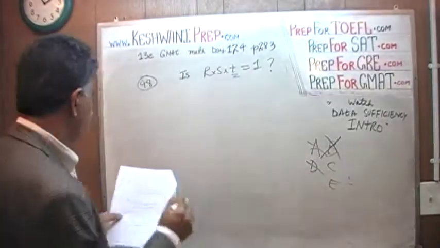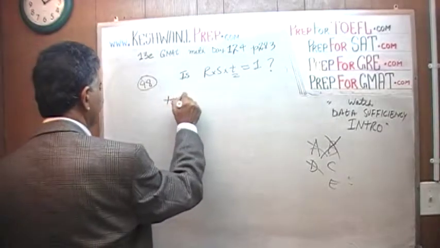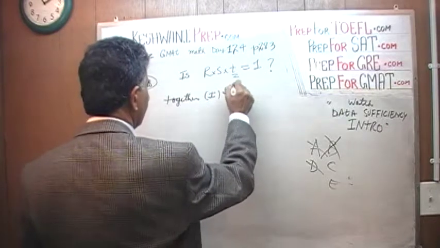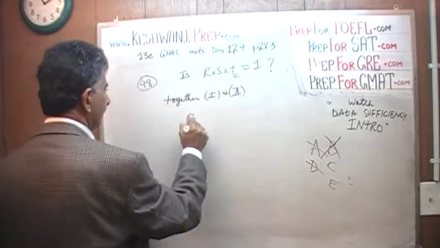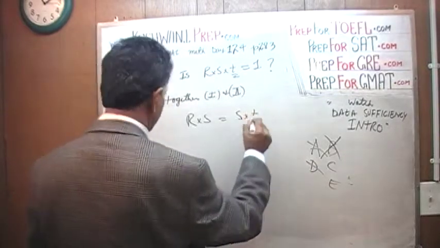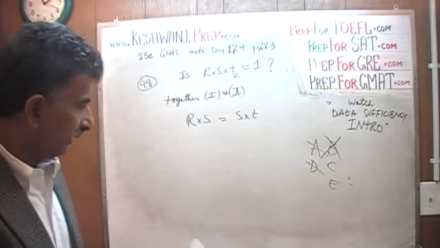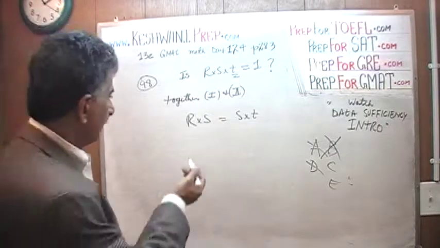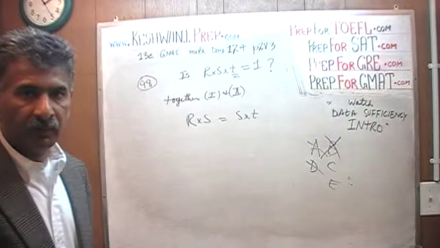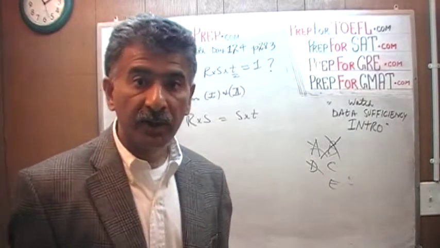Putting them together, statements 1 and 2, we find that the first statement tells us that r times s equals 1, and the second one tells us that s times t equals 1, or the other way around, it doesn't really matter, and therefore they are equal. R times s must equal s times t. What do we conclude from that?